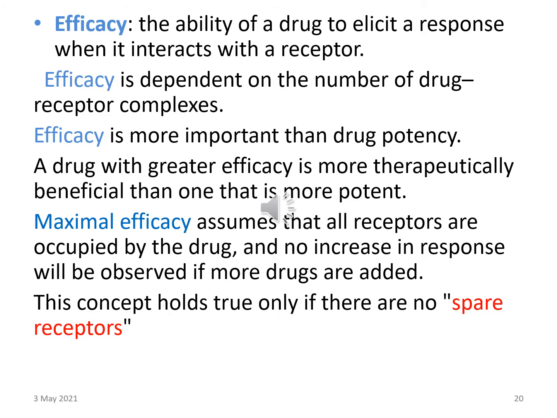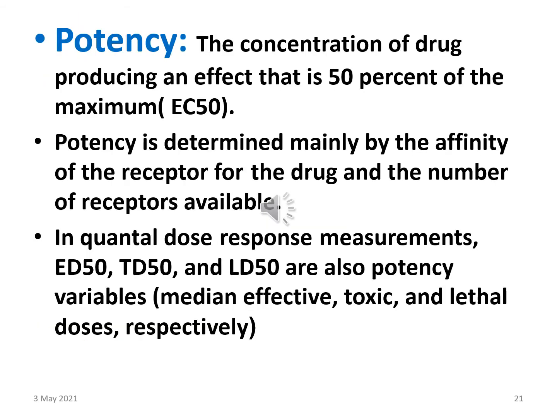That means it gives me the highest maximal effect, and after that, no matter how much more drug I add, it gives nothing higher. While potency is another story: the concentration of a drug producing an effect that is 50% of the maximal, EC50. Potency is determined mainly by the affinity of the receptor for the drug and the number of receptors available. In quantal dose response measurements, ED50, TD50, and LD50 are also potency variables: median effective, toxic, and lethal dose respectively. Here we are talking about the amount of drug bound.